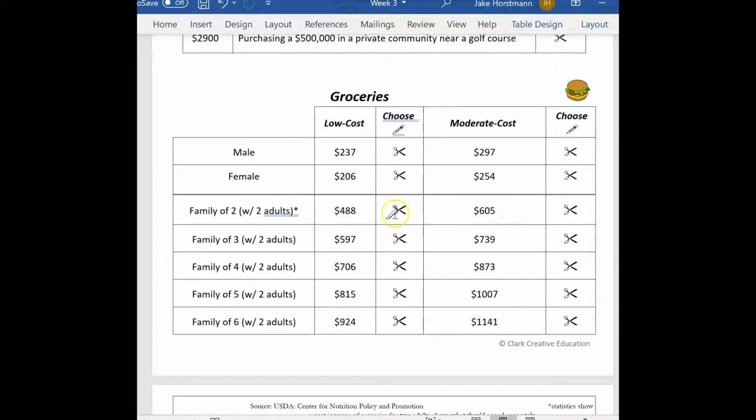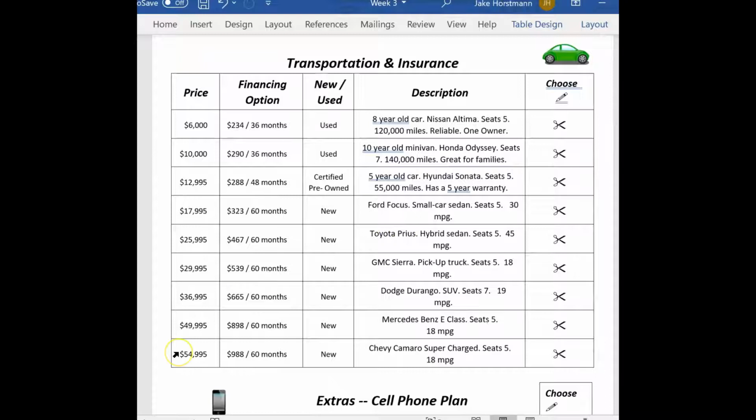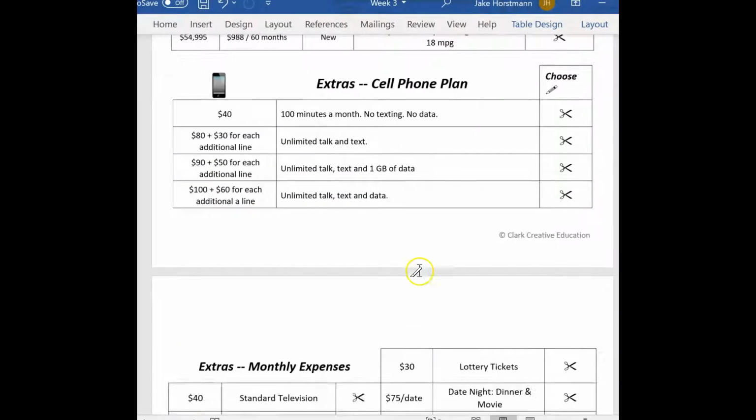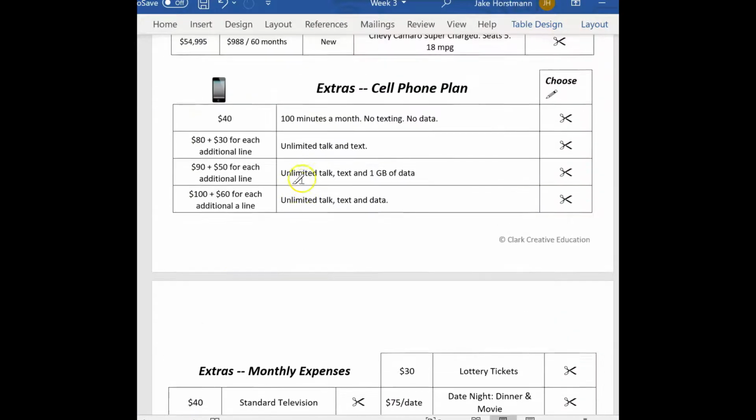I am going to pick low cost, a family of 2 with 2 adults. So I am a family of 4. I'm going to pick that. Of course, you're going to be picking different numbers, and I'm going to show you how to manipulate the numbers and do all the calculations. Keep going down and pick what you want. You get to shop. Pick one from each category. Extras. You can pick as many extras as you want and your goals.